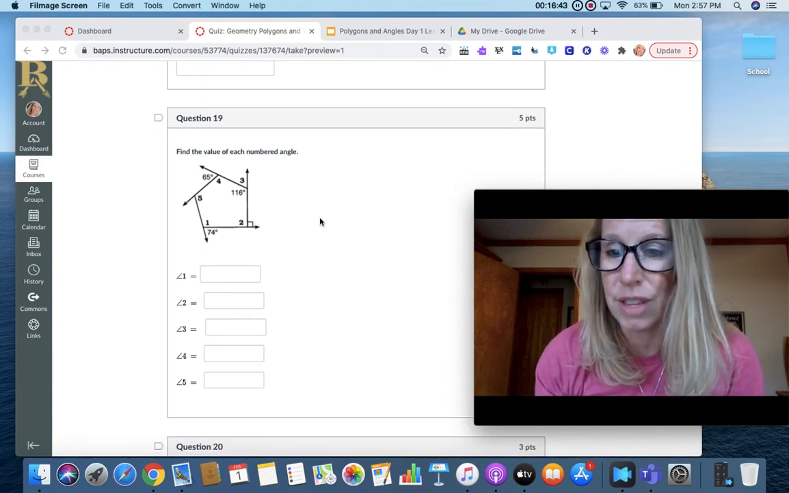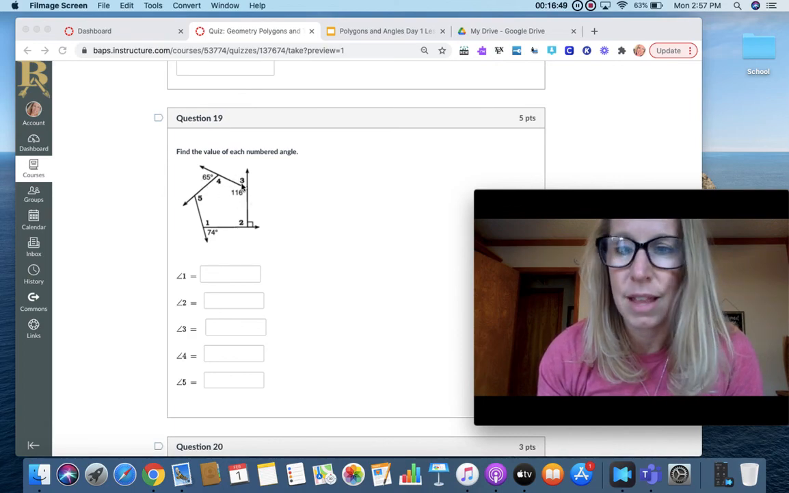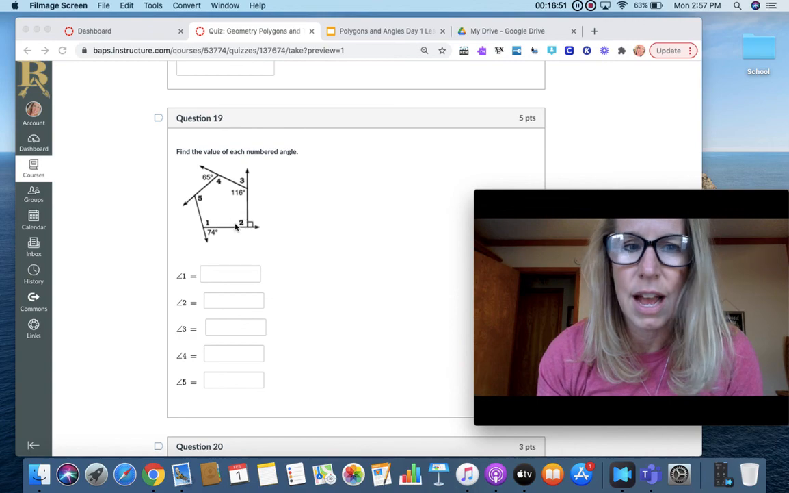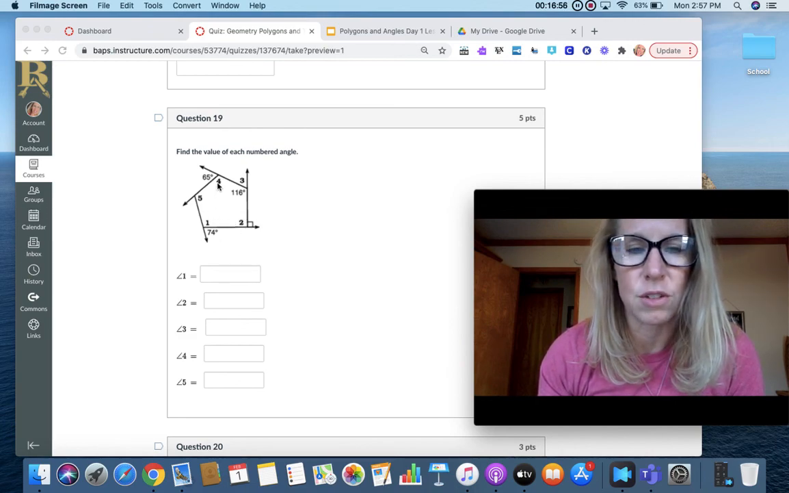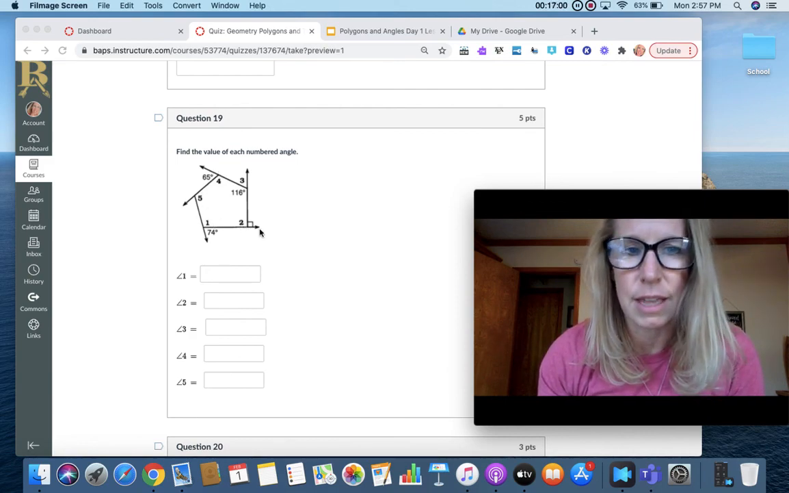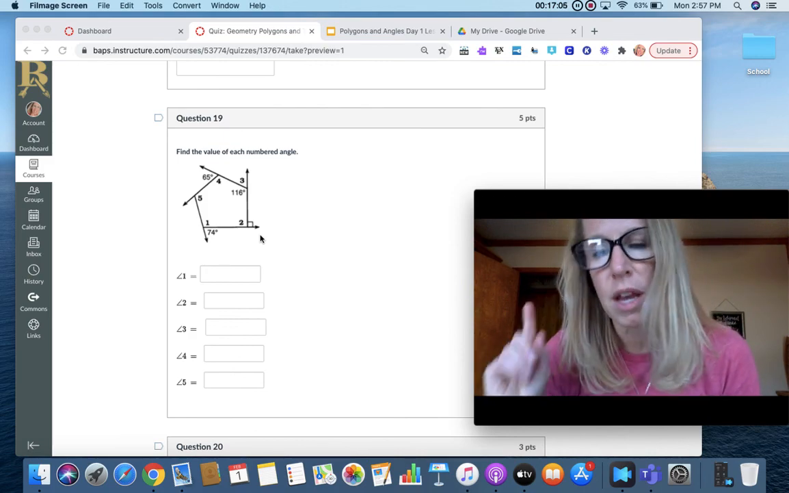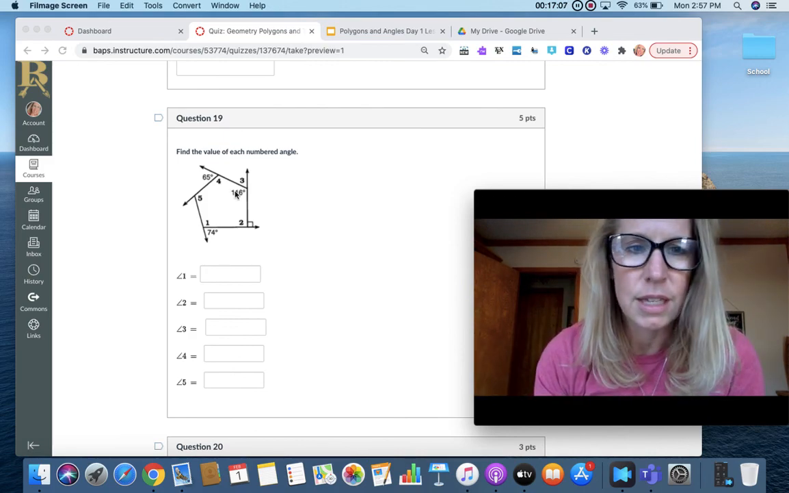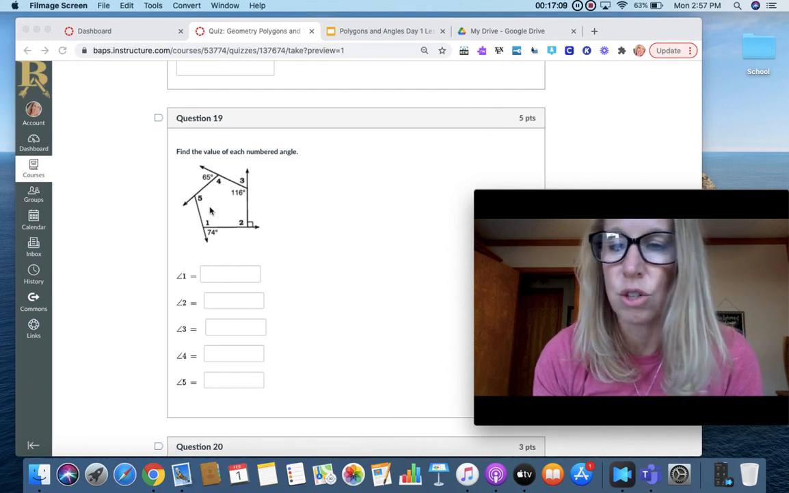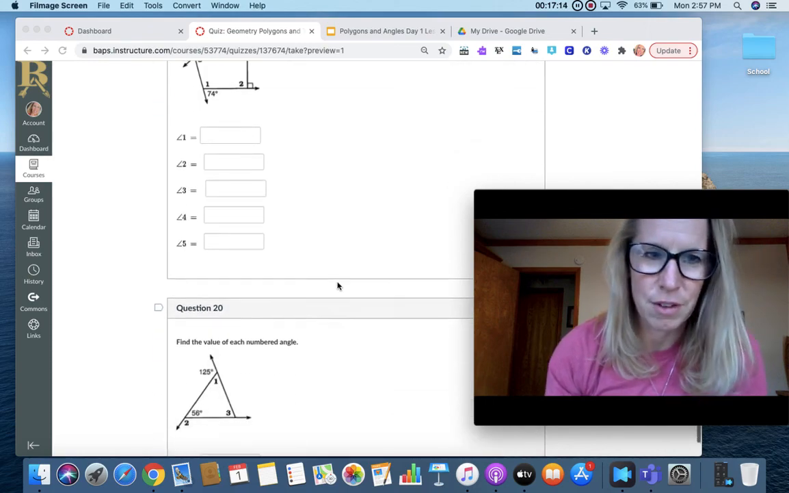19, look at all your linear pairs. Do you see these right here? They add to 180. Do you see these right here? They add to 180. These right here add to 180, add to 180. You're going to have to find angles 4, 2, and 1 before you can get angle 5. And then this is a pentagon shape, 5 sides. 5 minus 2 is 3. 3 times 180 is 540. Subtract all the angles that you know on the inside, not on the outside, on the inside.